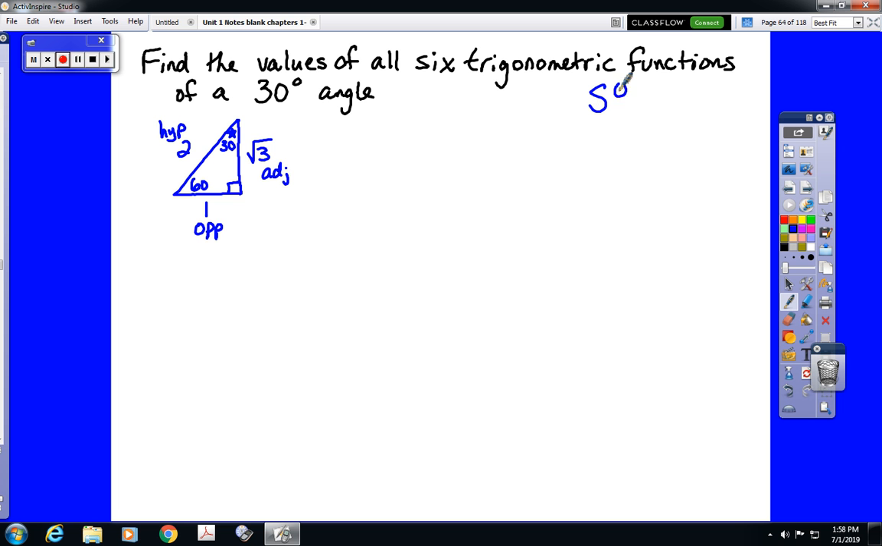So we will start by running SOHCAHTOA to come up with the sine, cosine, and tangent of 30 degrees. So the sine of 30 degrees is opposite over hypotenuse, or 1/2, 1 over 2. The cosine of 30 degrees is adjacent over hypotenuse, which would be root 3 over 2.